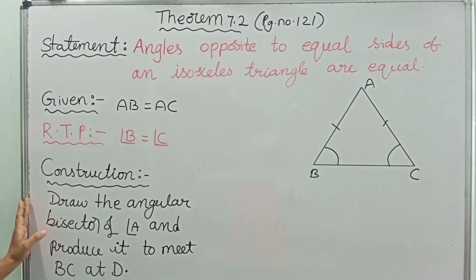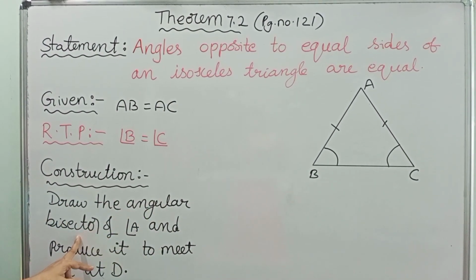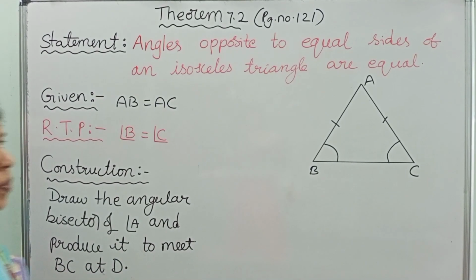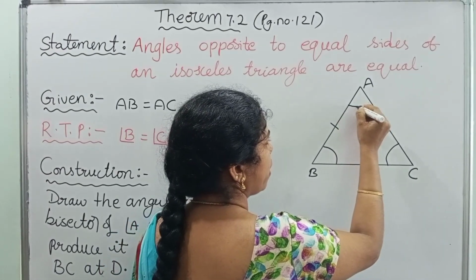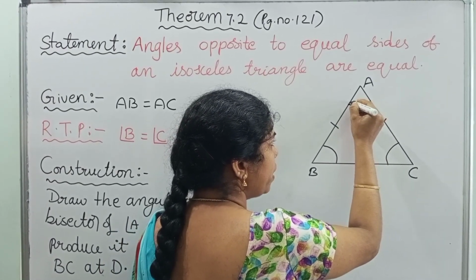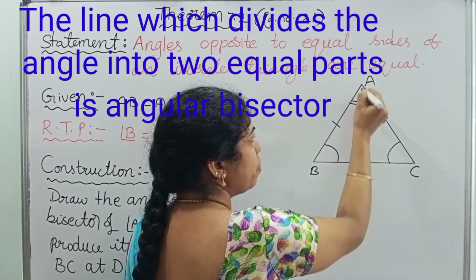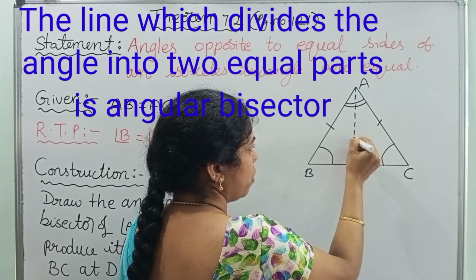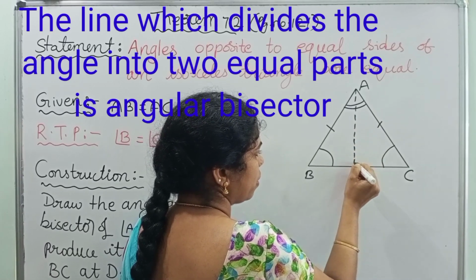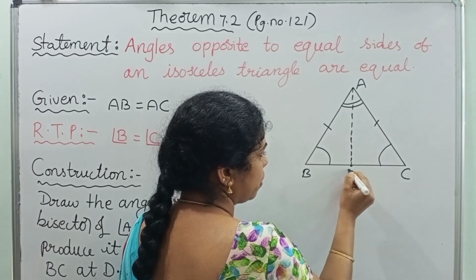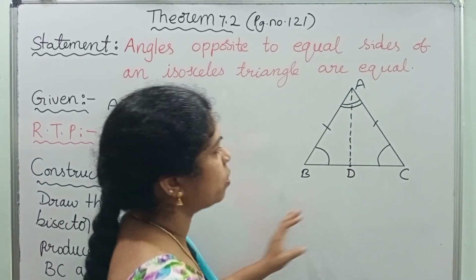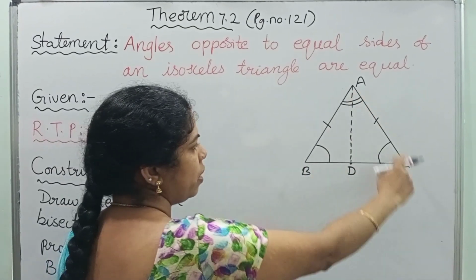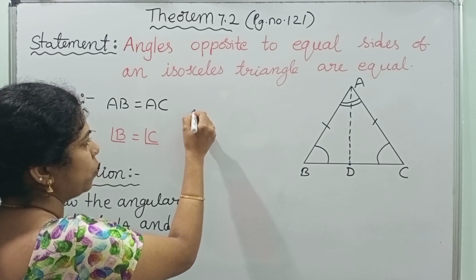Here the construction we need to draw is: draw the angular bisector of angle A and produce it to meet BC at D. This is angle A. We need to draw the angular bisector of angle A and produce it to meet BC at D. So now you can observe two triangles here, triangle ABD and triangle ACD. Let us see the proof.